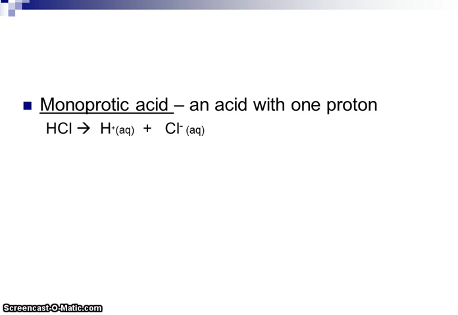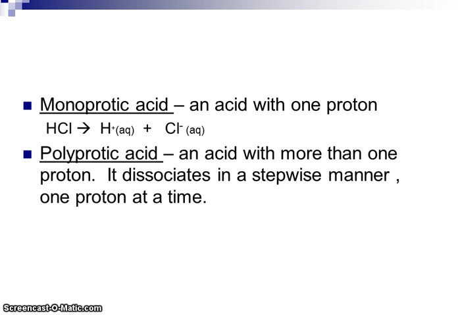Now another thing we refer to when we talk about acids is how many protons there are to donate. A monoprotic acid is an acid that only has one acidic proton to donate during a chemical reaction. Hydrochloric acid is considered a monoprotic acid because it only has one hydrogen ion. Polyprotic acids, poly meaning many, are acids that have more than one acidic proton to donate during chemical reactions. And if we have polyprotic acids, the dissociation of that proton during the chemical reaction takes place one proton at a time.